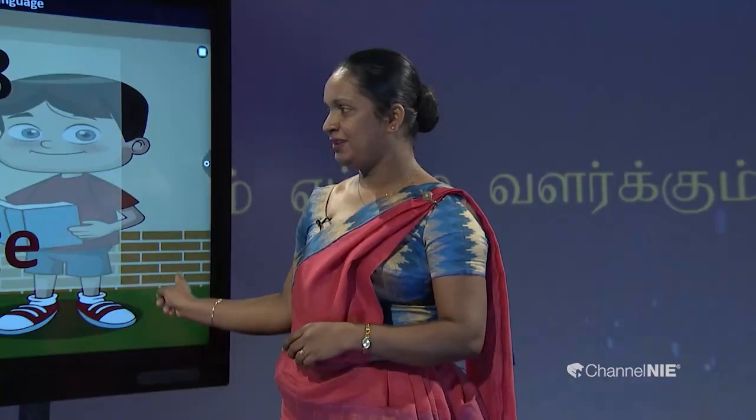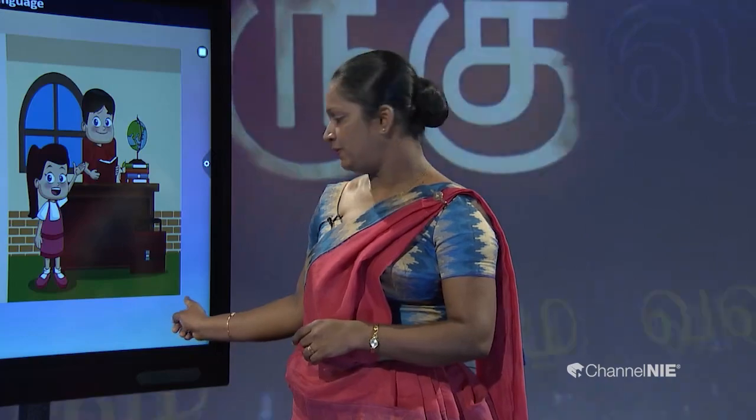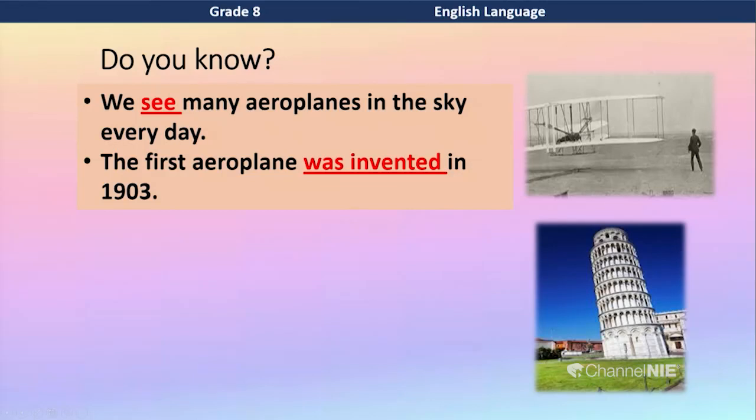Miss Chamari, today I brought you two pictures to show. Can you guess what this first picture is? It's an aeroplane. Yes, and it's very special because it's the first aeroplane in the world. And we see many aeroplanes in the sky every day. What do you know about the first aeroplane, Miss Chamari? It was invented by the Wright brothers. Exactly, you are correct. And the first aeroplane was invented in 1903.